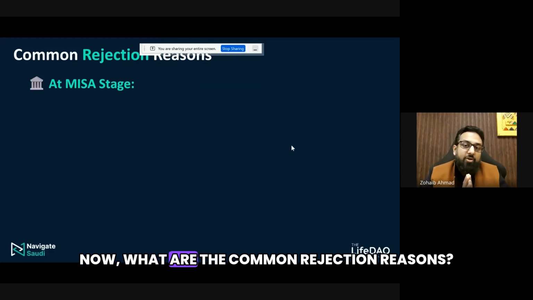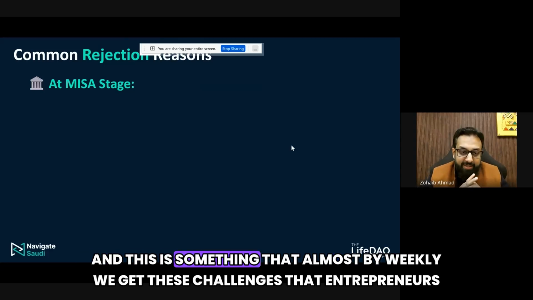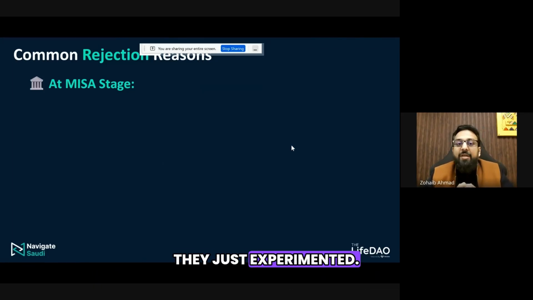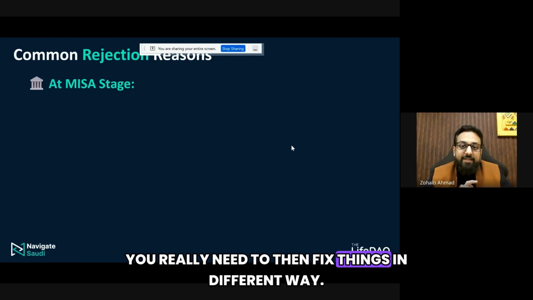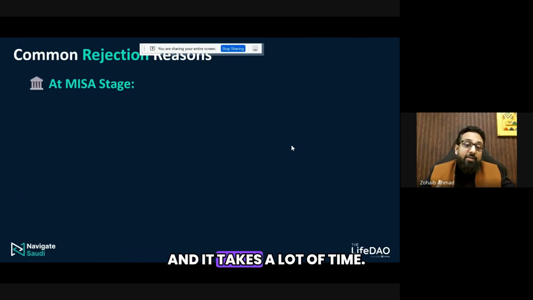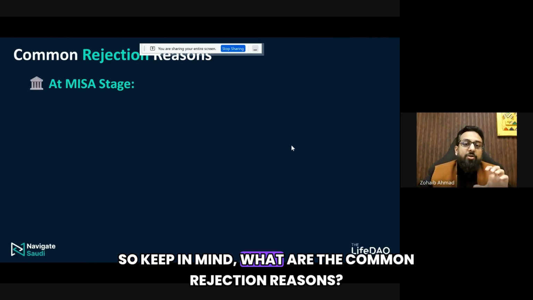Now, what are the common rejection reasons? This is something where, almost bi-weekly, we get these challenges that entrepreneurs wanted to apply on their own. They just experimented. And once you get a rejection, it gets really complicated. You really need to then fix things in different ways, and it takes a lot of time, right? So to keep in mind, what are the common rejection reasons?